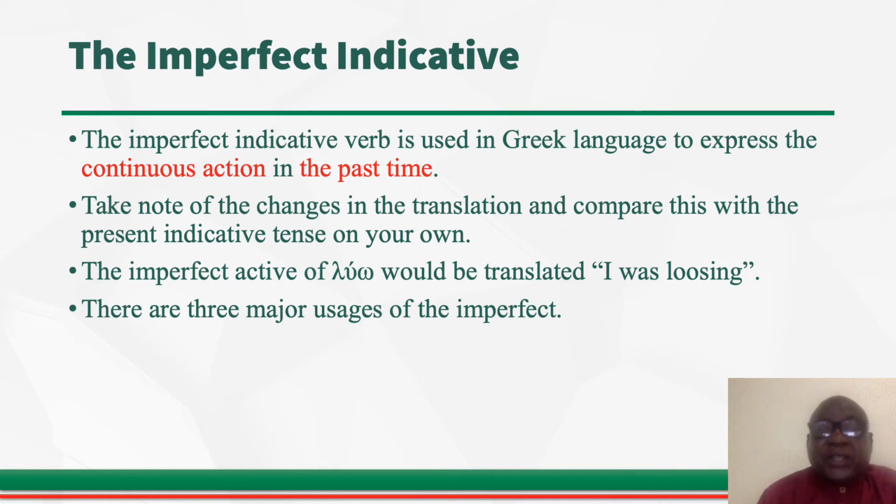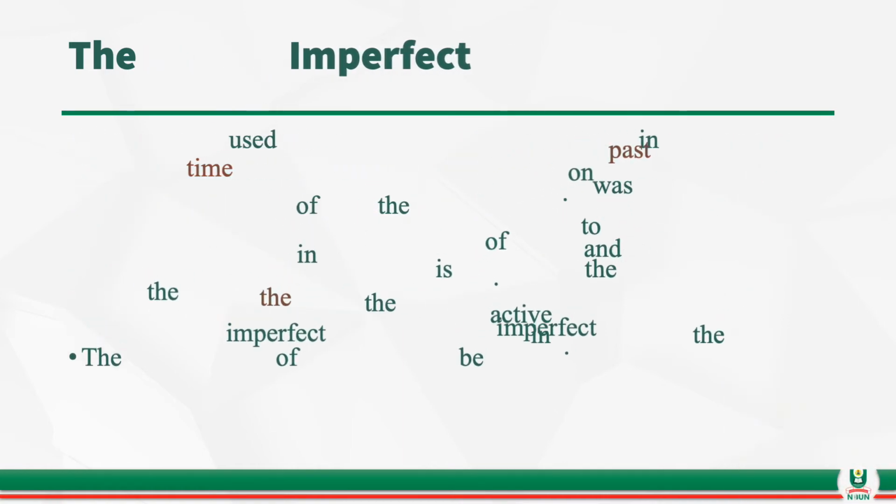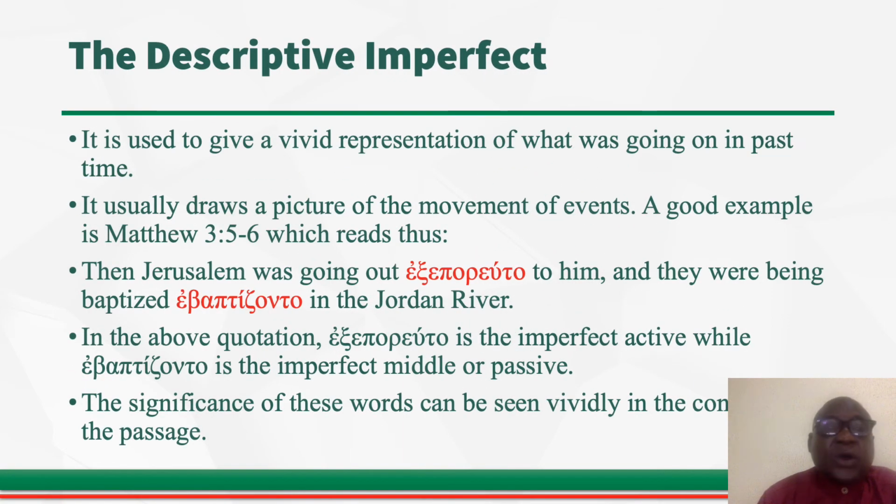There are three major usages of the imperfect indicative verbs. The first is called descriptive imperfect. It is used to give a vivid representation of what was going on in past time, and it usually draws a picture of the movement of events. A good example we are using here is Matthew 3, verse 5 or 6.